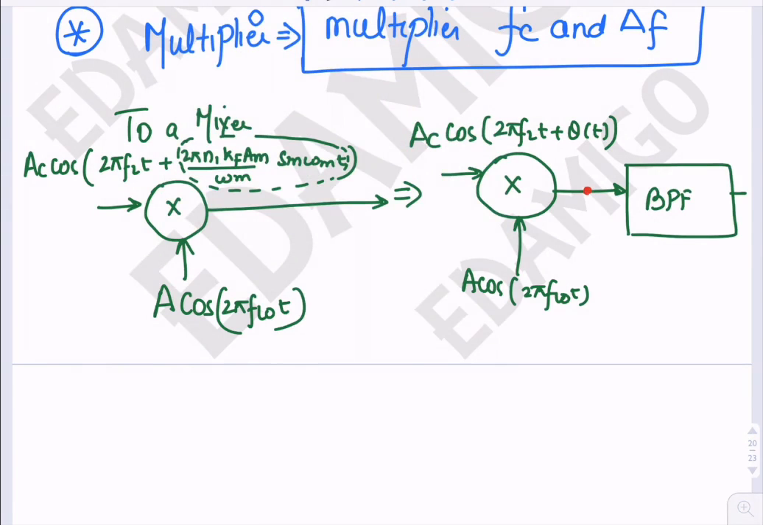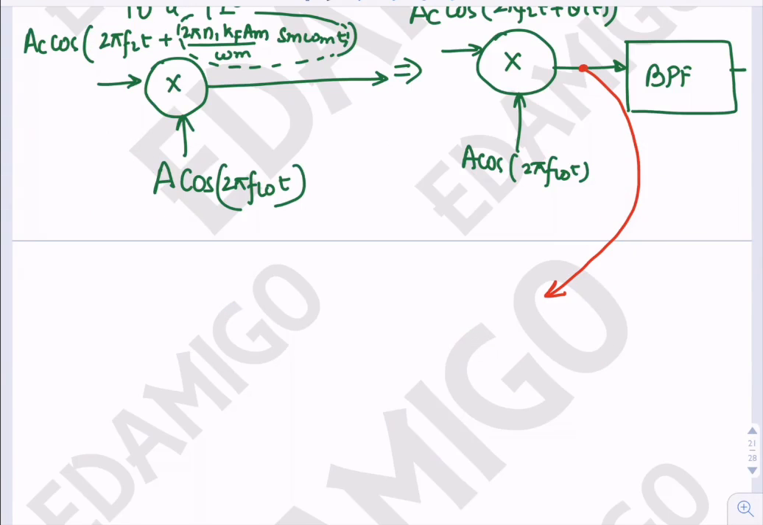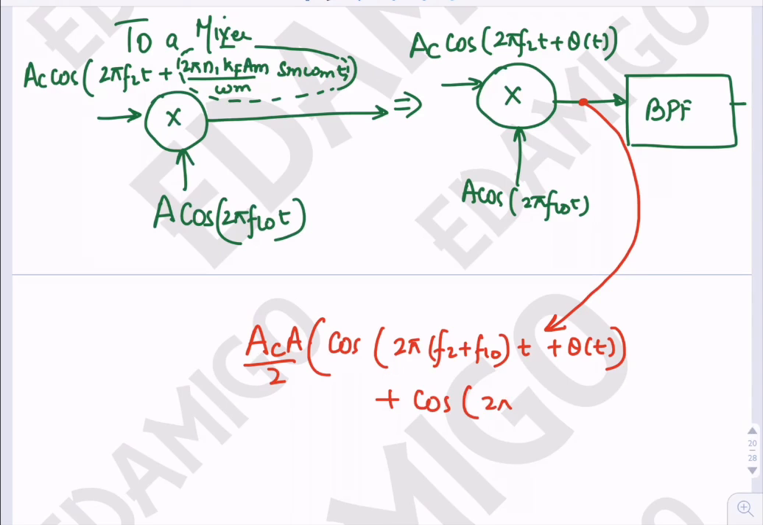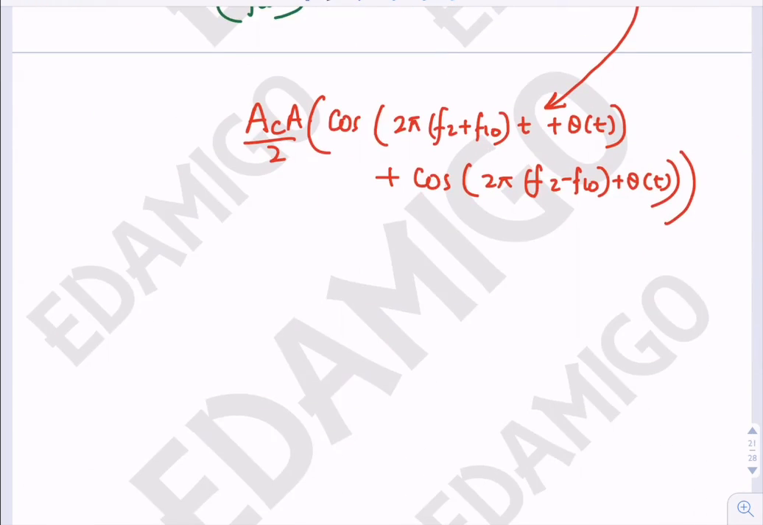Now if we observe the signal here, it will be AC into A, and it will be cos of 2 pi f2 plus FLO into T plus theta t divided by 2, plus cos of 2 pi f2 minus FLO plus theta t. Okay, so we will get two signals.